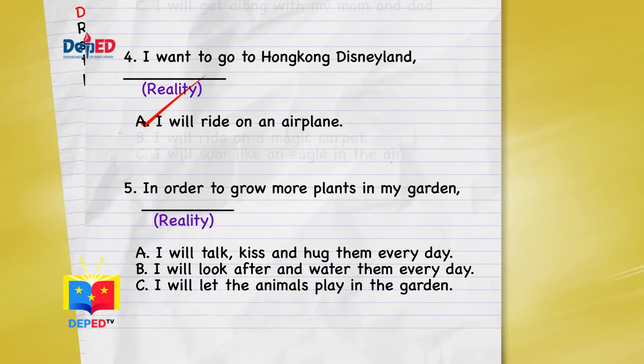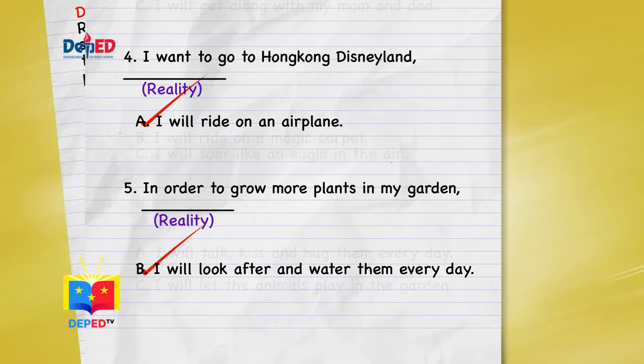Number 5. In order to grow more plants in my garden, A. I will talk, kiss, and hug them every day. B. I will look after and water them every day. C. I will let the animals play in the garden. Answer? B. I will look after and water them every day.